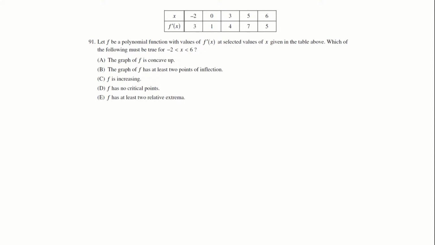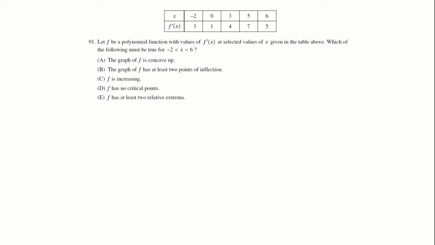Hello, in this video we are going to take a look at 3 AP questions that all involve a given table of values, and the question asks you to analyze it in different ways. In this question we have, let f be a polynomial function with the values of f prime of x given in the table above. Which of the following could be true for x between -2 and 6?